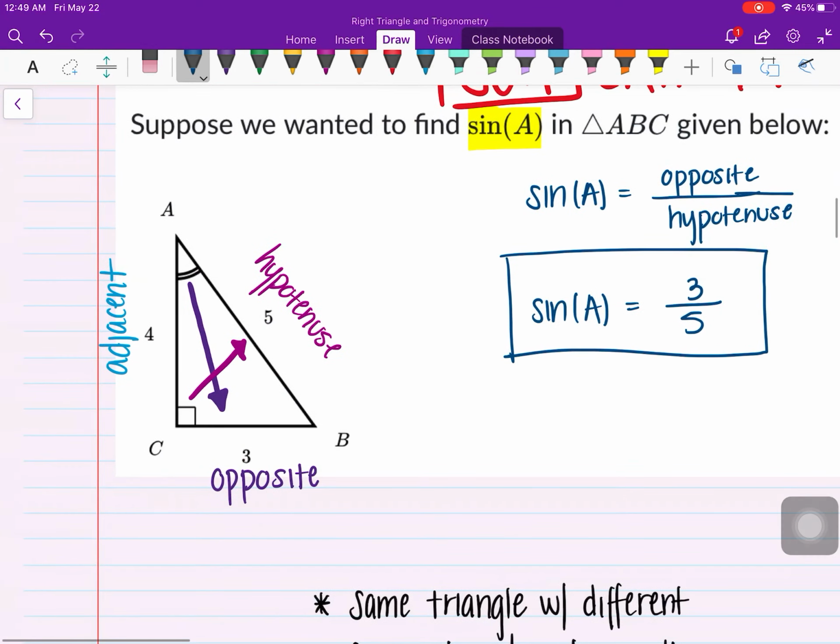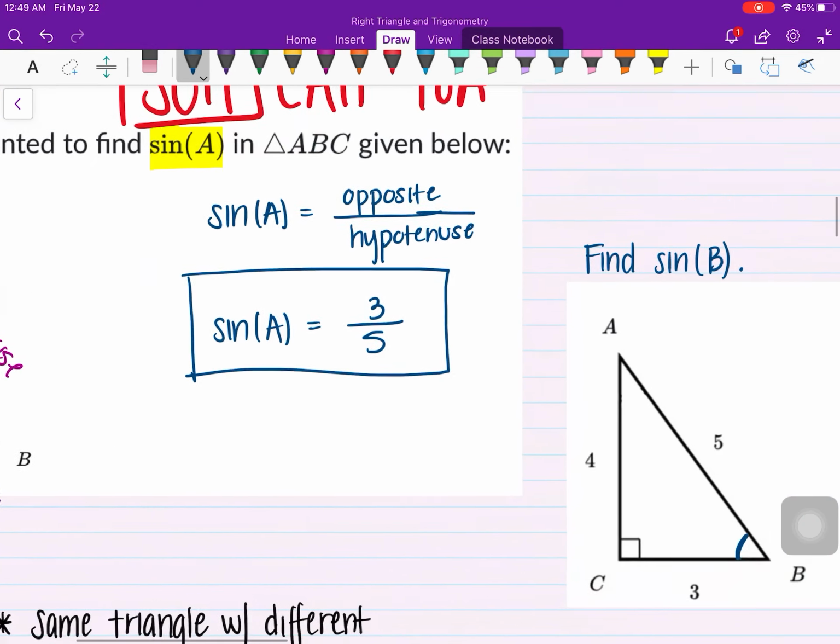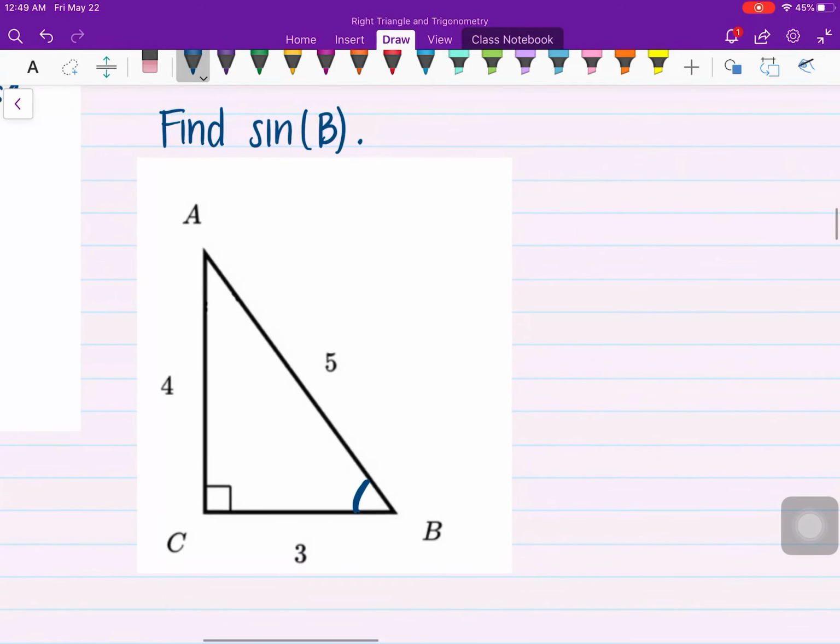Now, this is just based off angle A. Let's say I wanted to base this off angle B. If you take a look, this is actually the same triangle. I'm now focusing on angle B. The previous one, we had focused on angle A, but now I'm focusing on angle B. So then, what changes here is the opposite and the adjacent side based on the angle. So now, I'm viewing this from angle B, which means that the opposite side from angle B is now going to be the 4.